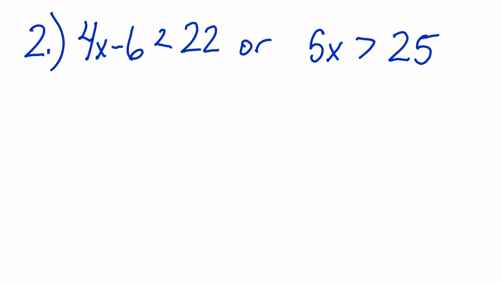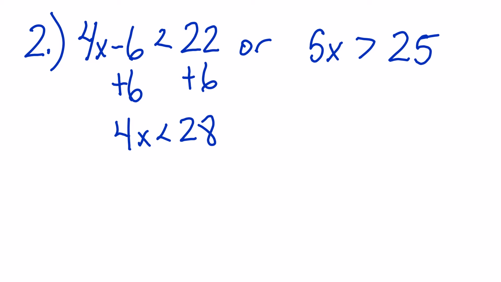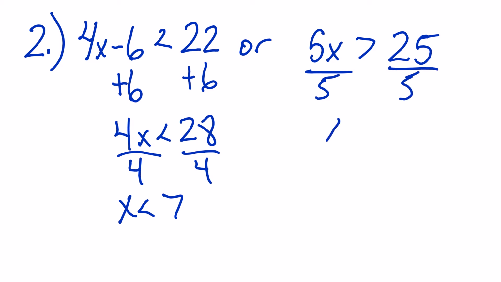So I look at the first part of number 2. I see that there's subtraction. I get rid of that subtraction with addition. So I get 4x is less than 28. 4 times x is multiplication. I get rid of that with division. So I get x is less than 7. Over here I have 5x, that's multiplication, so I divide. I get x is greater than 5.